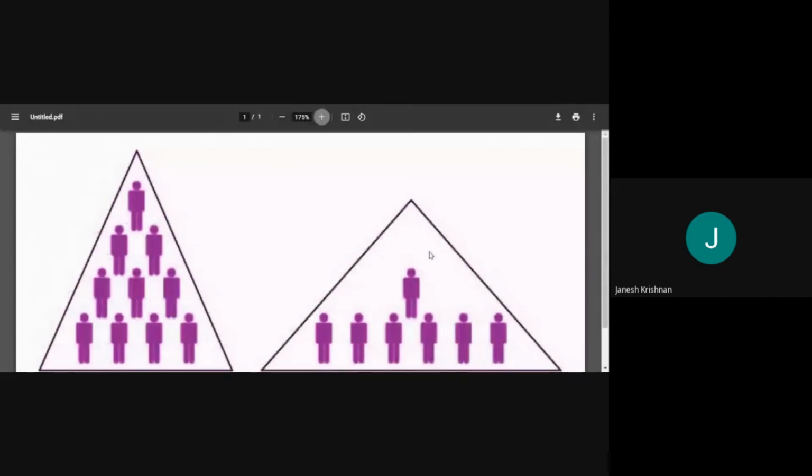But on the right side, what is happening? 1 person is overseeing or supervising 6 persons. So that's a wider span. Okay? Wider span of management, and it is a flat structure. So we have a tall structure as in the first figure, and a flat structure as in the second figure. Right?